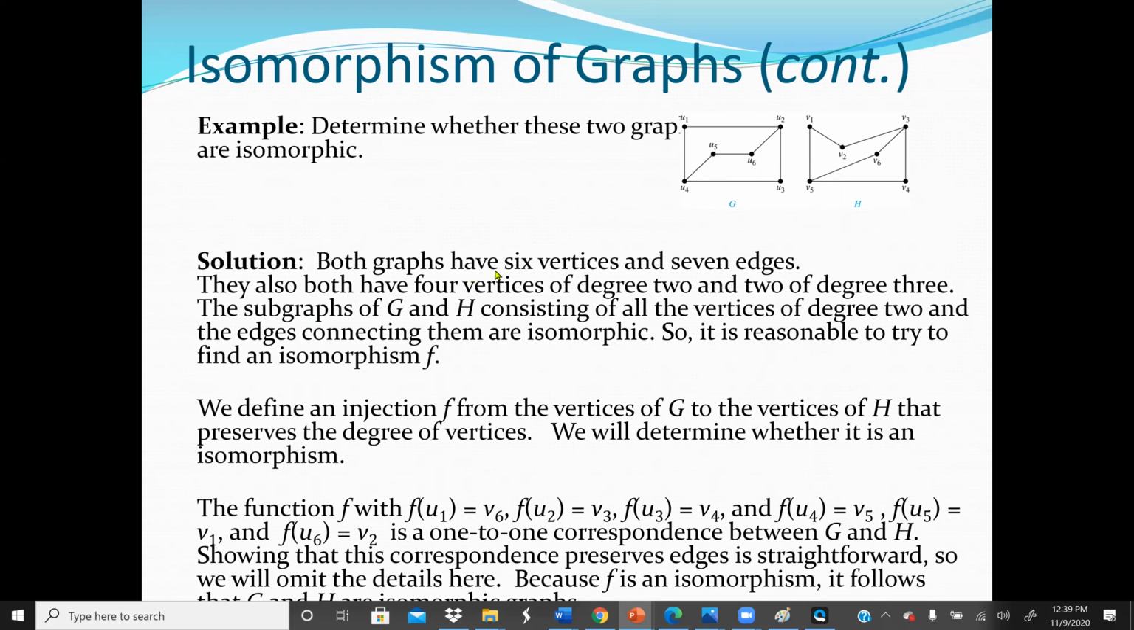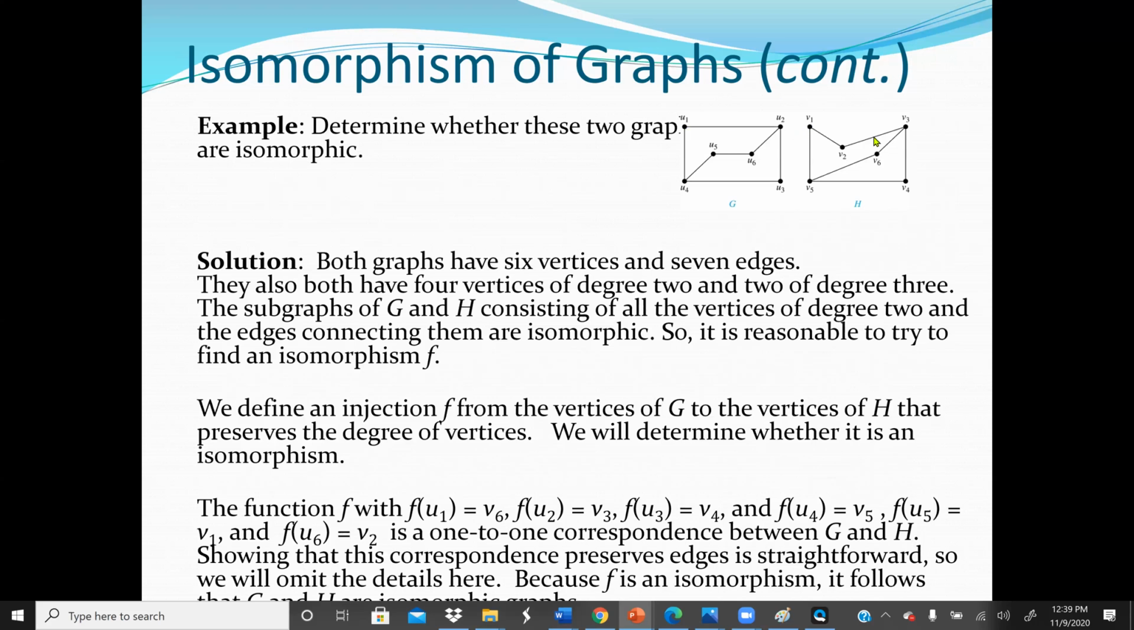So that's the solution here. Both graphs, as we said, have 6 vertices and 7 edges, which is good. They also both have 4 vertices of degree 2 and 2 of degree 3. And the subgraphs of G and H consisting of all the vertices of degree 2 and the edges connecting them are isomorphic. So it is reasonable to try to find an isomorphism. As we said earlier, we can check and see.